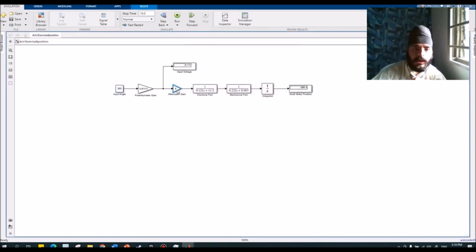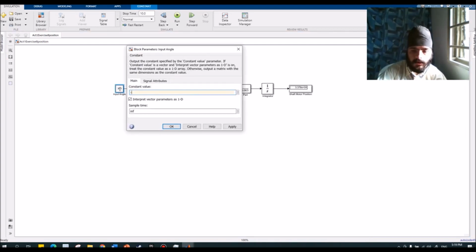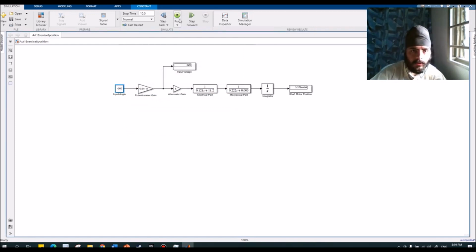For the attenuated gain is 8. On the simulation, input voltage is 220, while the shaft motor position shows 3.378 E04. And then we do it at -360 for the anti-clockwise and run the system. We're getting input voltage -220 and the shaft motor position is -3.378 E04.